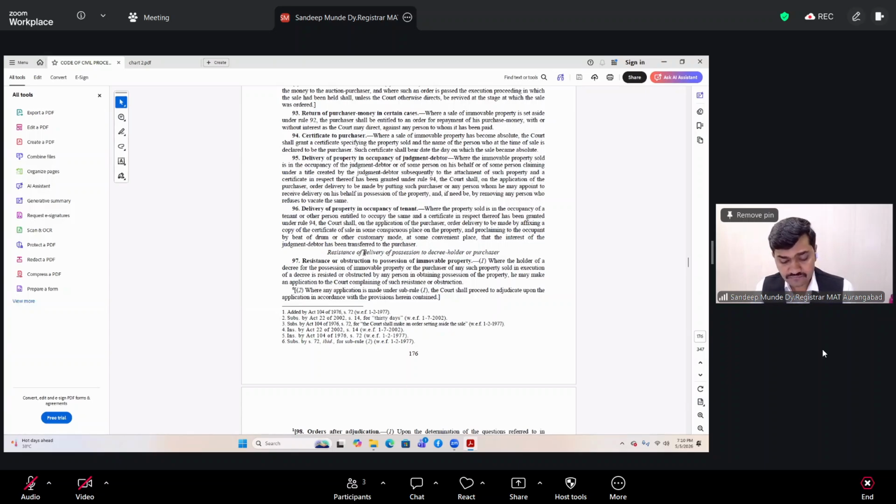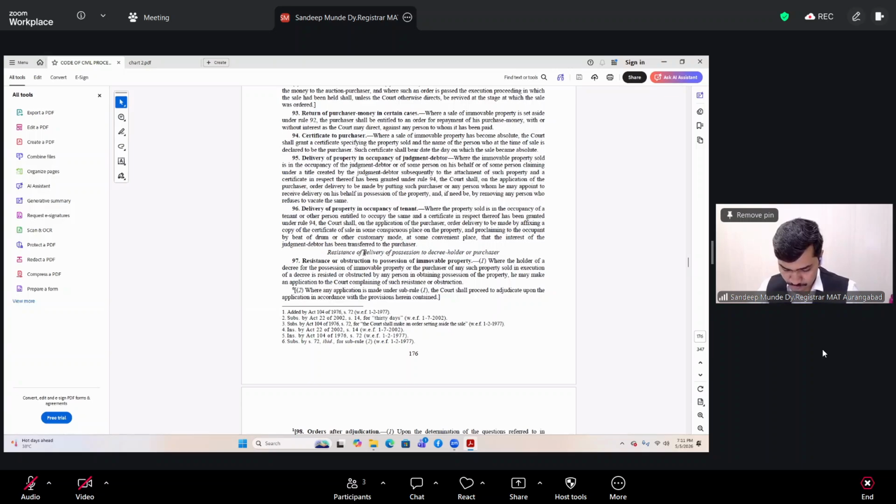some other person, or some person on his behalf, and such resistance or obstruction was without any just cause, the court may, at the instance of the decree holder or purchaser, order the judgment debtor or such other persons to be detained in the civil prison for a term which may extend to 30 days, and may further direct that the decree holder or purchaser be put into the possession of the property. If any judgment debtor, or any person on behalf of the judgment debtor, creates resistance to the execution of the decree, to the delivery of possession, then the court may direct that he be detained in the civil prison, but not more than 30 days.